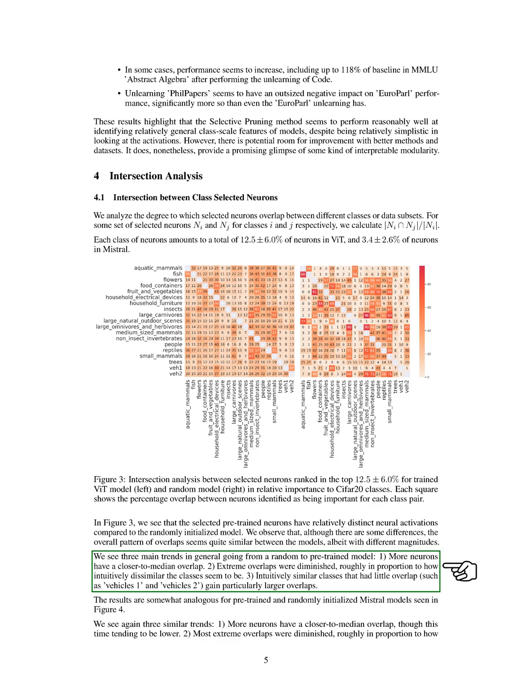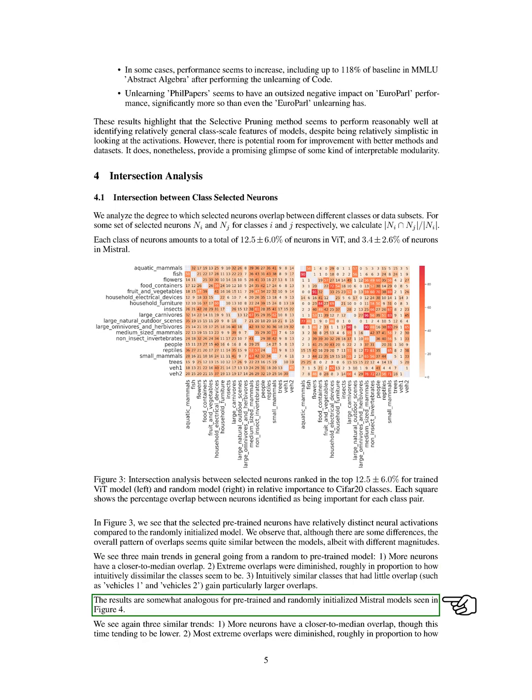More neurons have overlaps closer to the median, extreme overlaps decrease based on class dissimilarity, and similar classes gain larger overlaps. These trends are consistent in both pre-trained and randomly initialized Mistral models, with a notable correlation between overlaps in both types of models, suggesting evidence for the weak lottery ticket hypothesis.